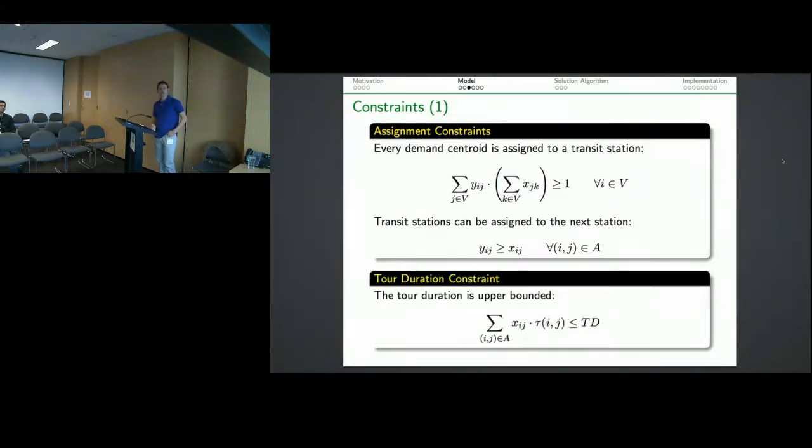The tour duration constraint is also a very important constraint. It will simply say that the total duration of the tour is no longer than TD. And that uses the travel time metric, which composes travel time and dwell time.